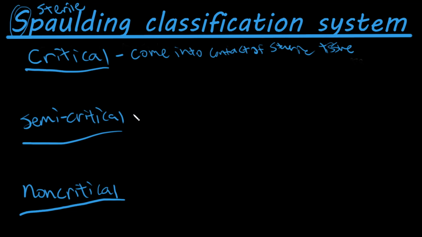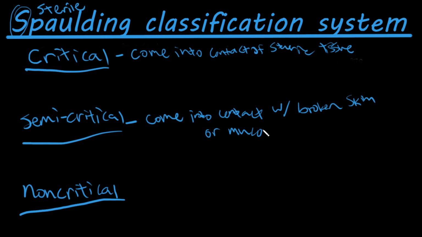Now the definition for semi-critical is going to be items that come in contact with broken skin or our mucous membranes. So think of our natural orifices, like our mouth. So these are things that come in contact with broken skin, so not all the way into our sterile tissue, or mucous membranes, and think natural orifices.